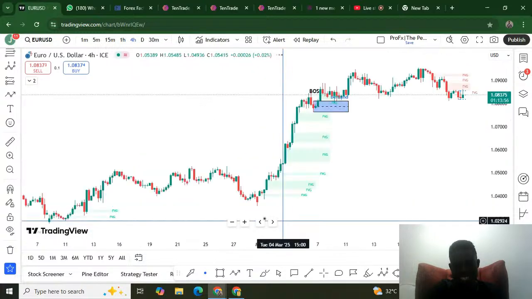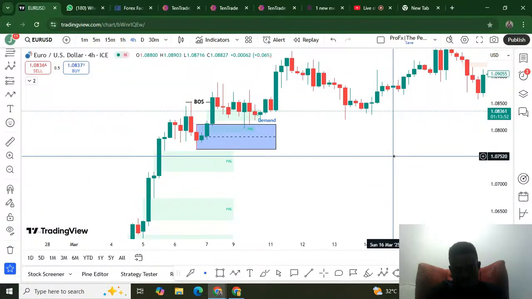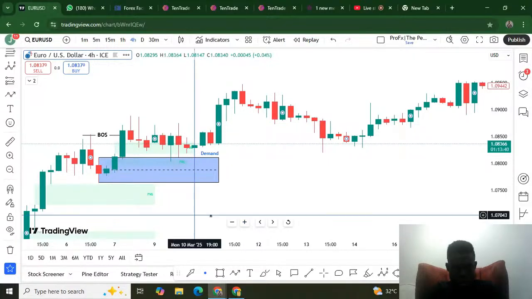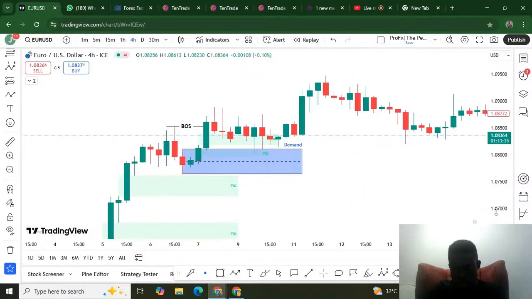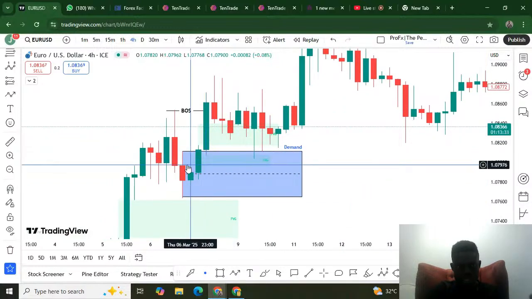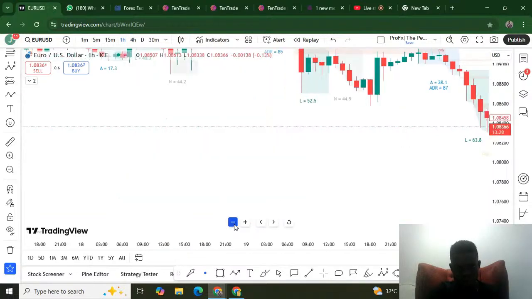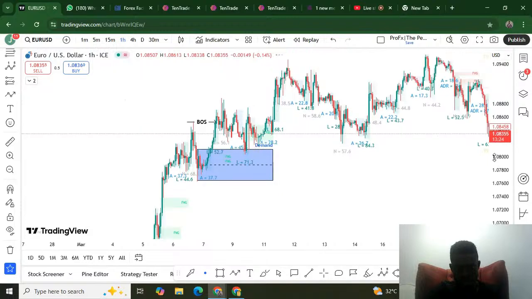So the advice is you start drawing your demand and supply from a higher time frame. You now refine into your lower time frame. That's the advice we give. You draw your demand and supply, your locations from a higher time frame, in this case 4 hours, then drop down to 1 hour to refine your demand. Is that clear?